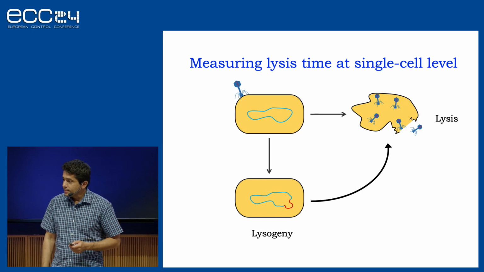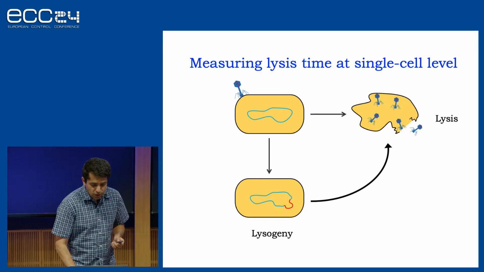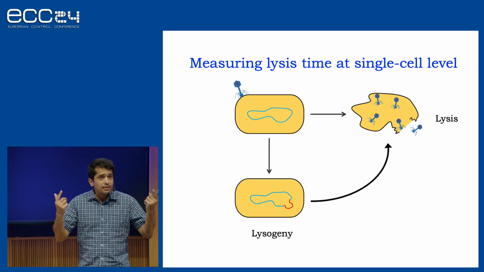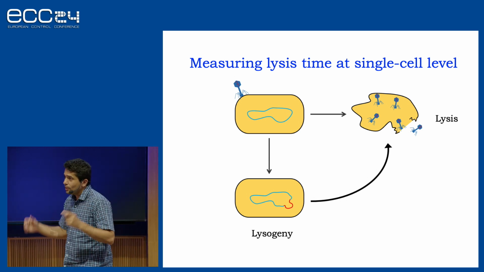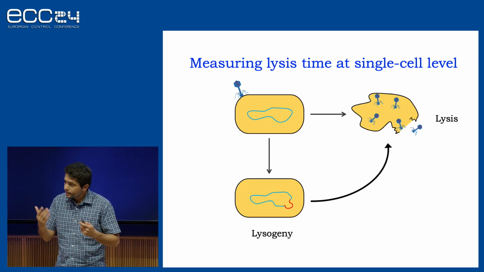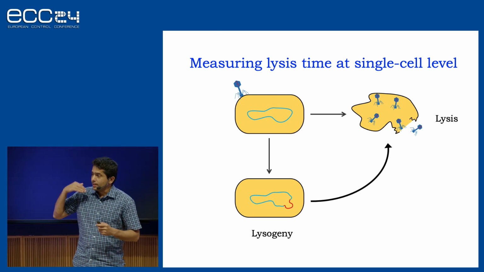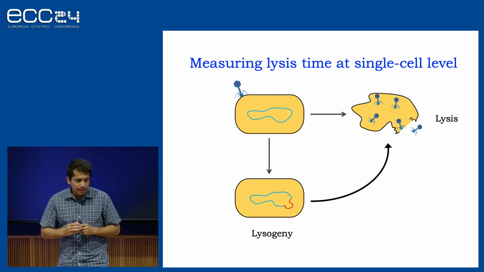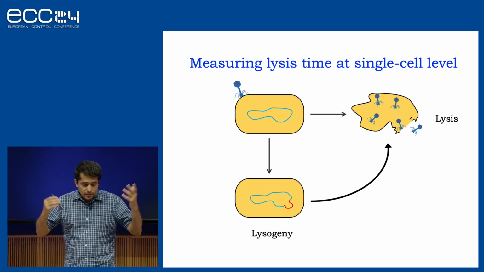So that's a virus that infects E. coli cells. After infection, this cell can have 2 possible outcomes. The virus can replicate and lyse the cell, or it can become dormant, we call it lysogeny, and it can activate at some later time point. So to look at timing at a single cell level, we leverage this experimental system.